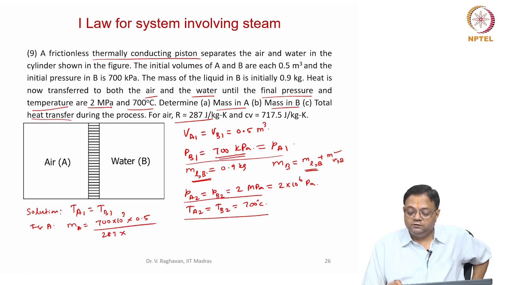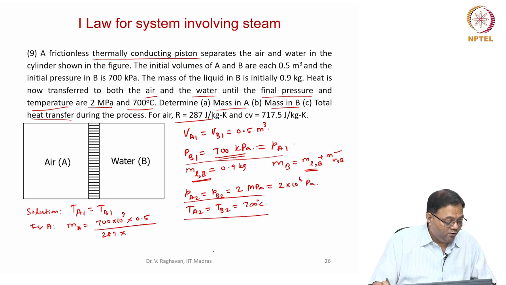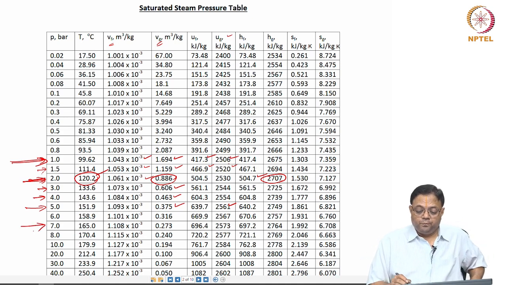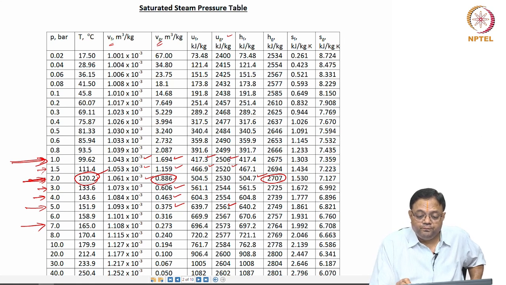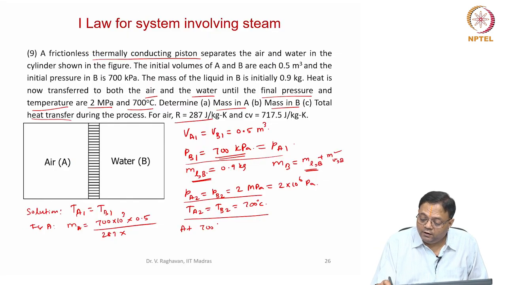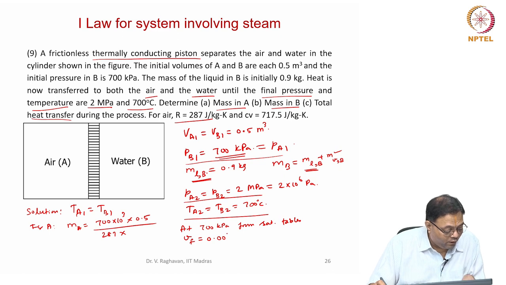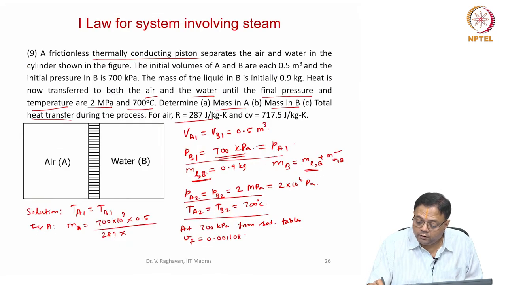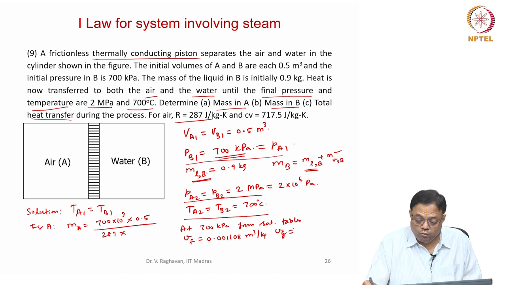700 kilopascals. Okay. So, now first you have to go to the tables. For the 700 kilopascals, that is 7 bar, we will find the values of VF and VG. At 700 kilopascals from saturated tables, I can say VF equal to 0.001108 meter cube per kg, and Vg will be equal to 0.273 meter cube per kg.